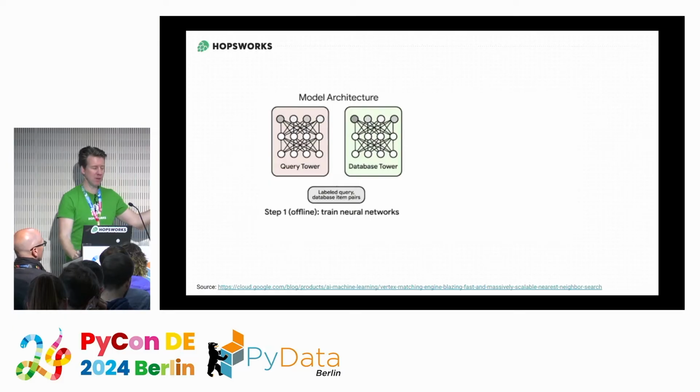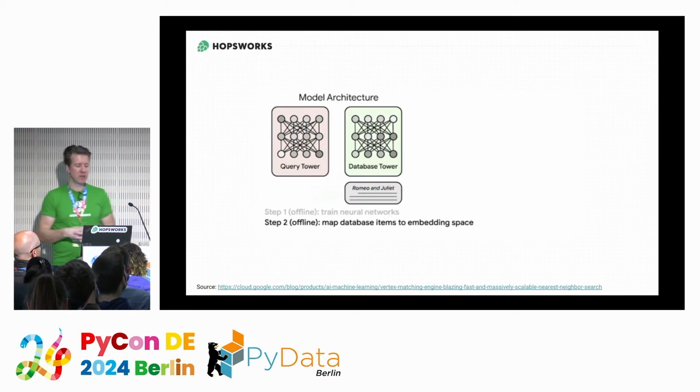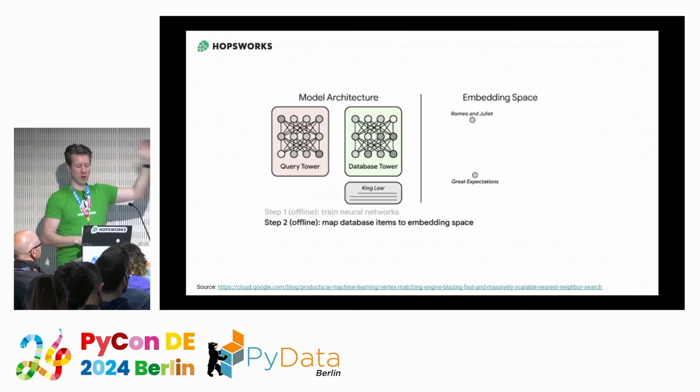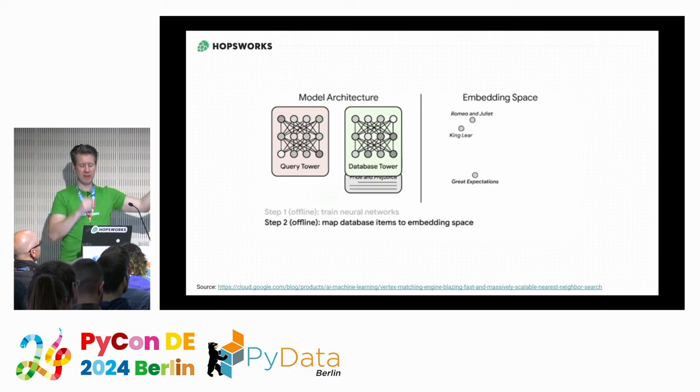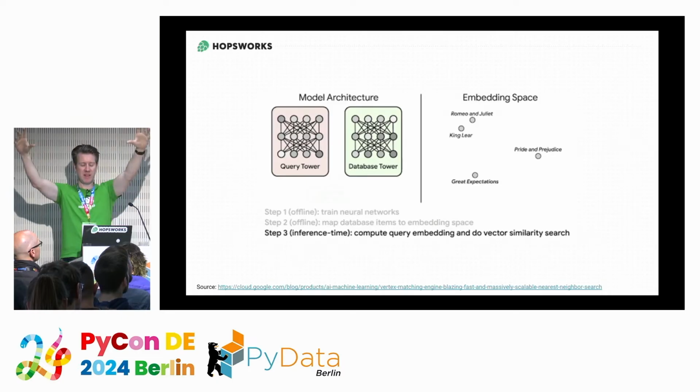Let's look at an example. This is going to show you an example of it working. And you'll hear the term, not video, but it's a book. We've got a book called Romeo and Juliet. It's going into the embedding space. Great Expectations, King Lear. These are all famous books in English. Pride and Prejudice. Now we've got an embedding space with books in it.